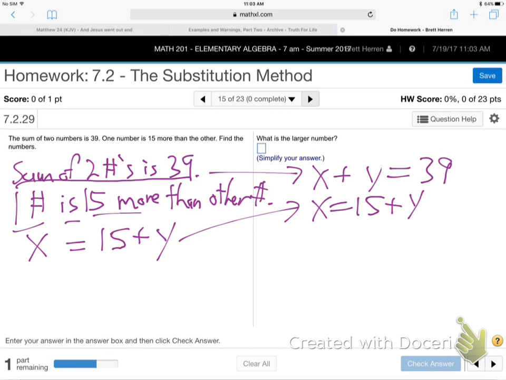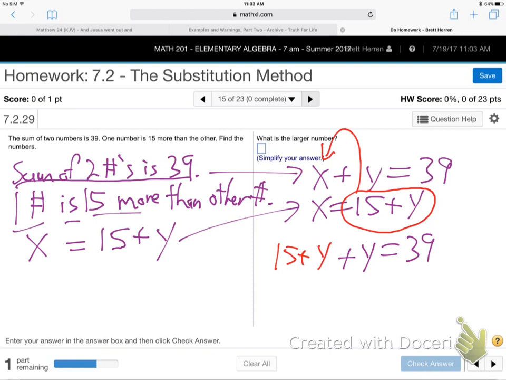Okay. Now, where do we go from here? Yeah, I think this would be a nice one to plug in. You can plug in, or you could jump the y over, whichever way you want to go. You guys like the plug-in way? It'll work either way. Look at that second one. X is 15 plus y, so you can stick right in that first slot, 15 plus y. So you get 15 plus y, and then plus y is 39. Everybody see that? I put the 15 plus y right there in that x spot. Plug in. Is that good? And then solve from there.